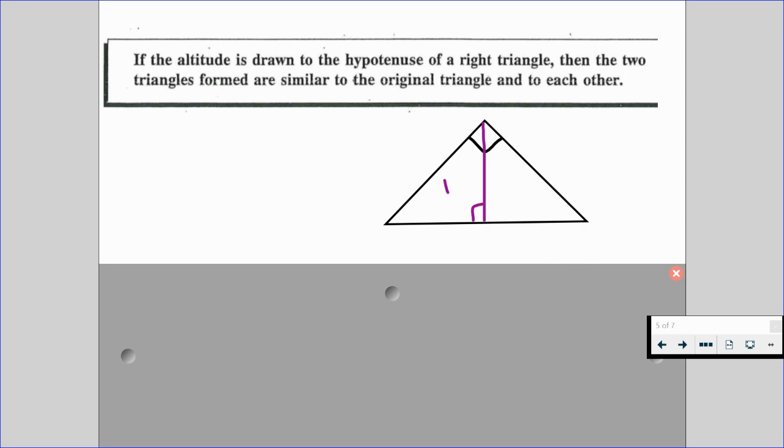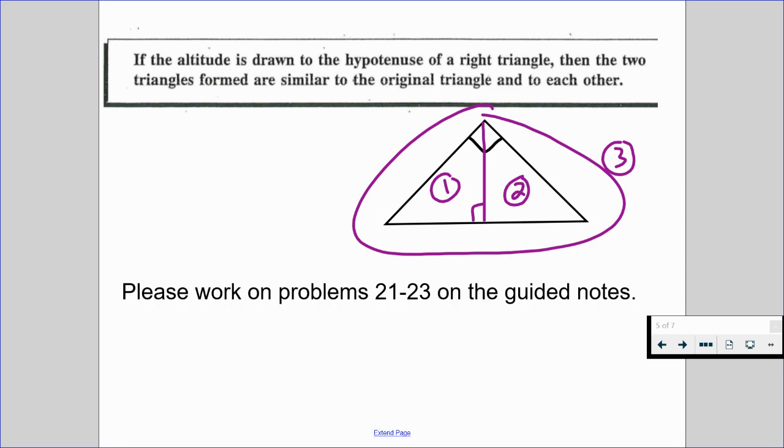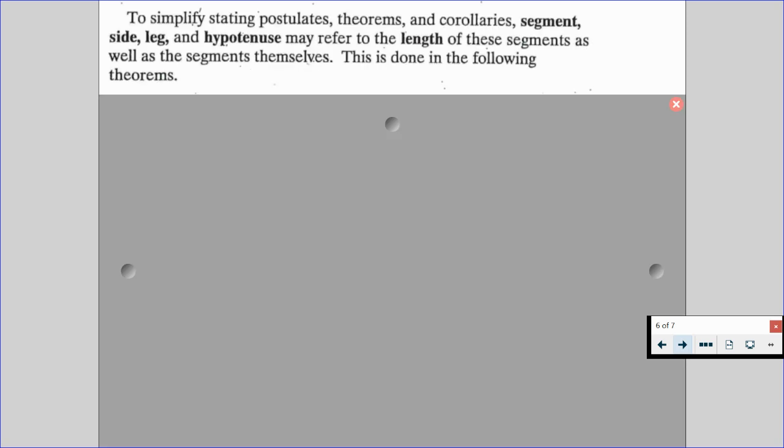we would say, let's call this triangle 1, triangle 2, and this entire triangle is triangle 3. Triangle 1 is similar to triangle 2 and to triangle 3. Triangle 2 is similar to triangle 1 and to triangle 3. And triangle 3 is similar to triangle 1 and to triangle 2. So with this, please try it out. Please work on problems 21 through 23 on the guide notes, and resume when you're ready to move forward.